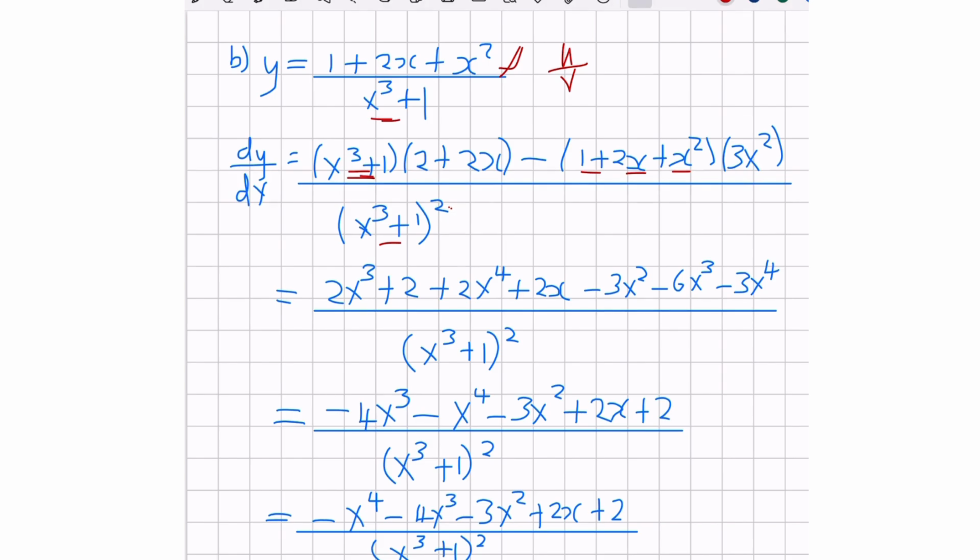So you multiply, you remove your brackets. So it's 2 multiplied by x cubed, you're going to get 2x cubed, plus 2 multiplied by 1, you're going to get 2. Then 2 multiplied by 2x cubed, you're going to get 2x to the power of 4, plus 1 multiplied by 2x, you're going to get 2x, minus 3x squared multiplied by 1, you're going to get 3x squared, minus 2x multiplied by 3x squared, you're going to get 6x cubed, minus x squared multiplied by 3x squared, you're going to get 3x to the power of 4, over your denominator.